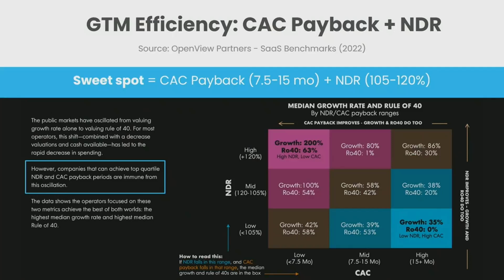A good range to be in for CAC payback is about 7.5 to 15 months if your net dollar retention is between 105 to 120%. We'll talk a lot more about this, but just understand that these two work in tandem. There is an intersection between these, and we'll call that the sweet spot. And that's what we want to identify.